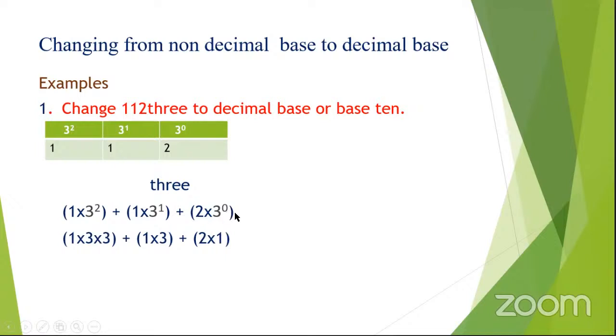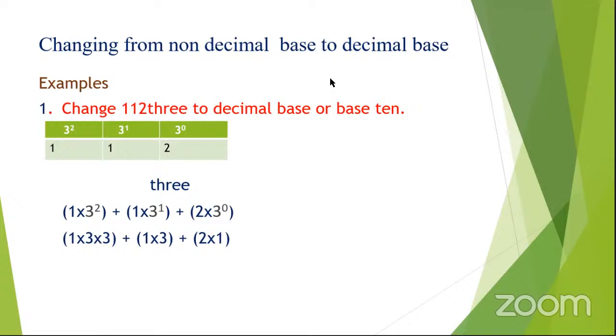Then after there, we expand the powers. So you find that 3 power 2 is the same as 3 times 3. The power shows how many times you multiply that given base. That's what the power is showing you. So you find that 1 times 3 power 2 shows that you're multiplying 3 two times, not the power 3 times. That's wrong.